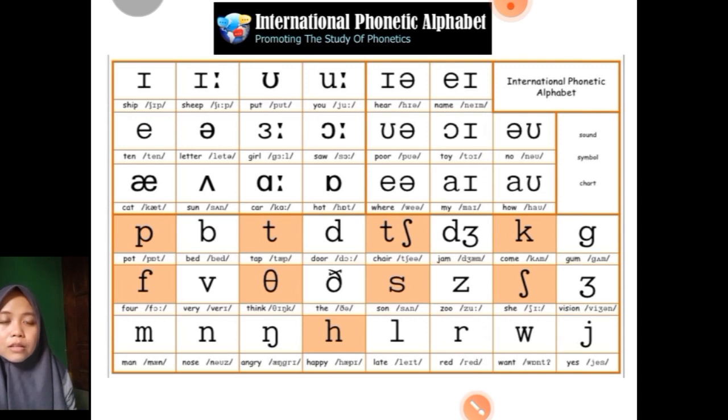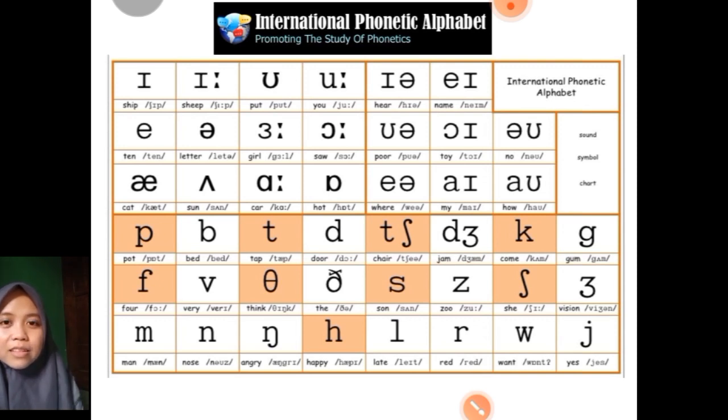The d sound is a voiced coronal stop consonant, and the word for it is door. Then is the ch sound. Ch is a voiceless affricative consonant, and the word for it is child.